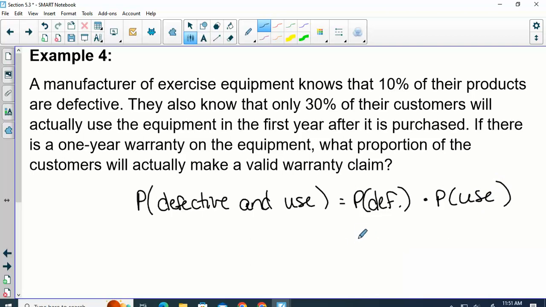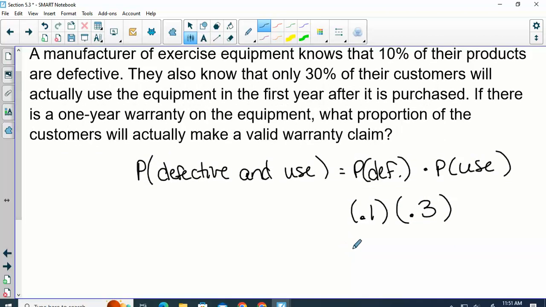So probability being defective is 0.1, the probability that they actually use it is 0.3. And if we multiply, we get 0.03. So there is only a 3% chance that they will have to replace the equipment. Any questions on that?